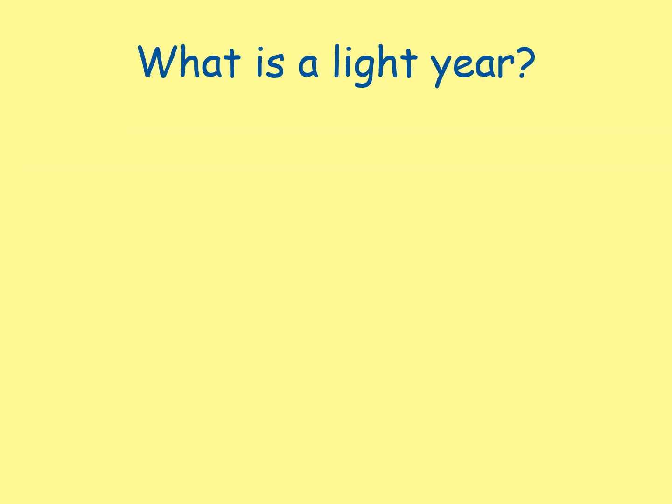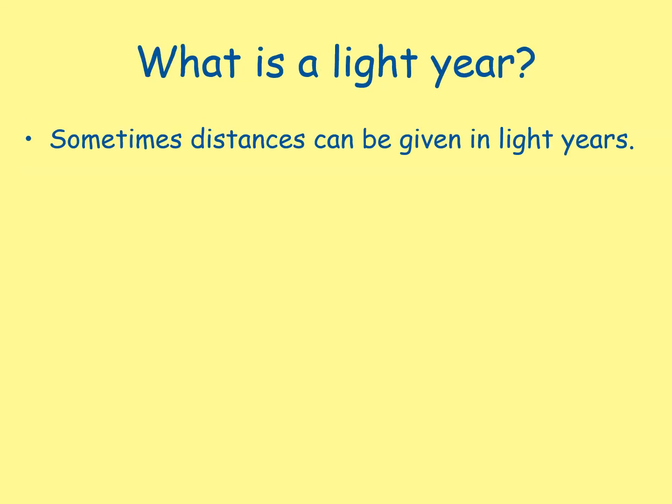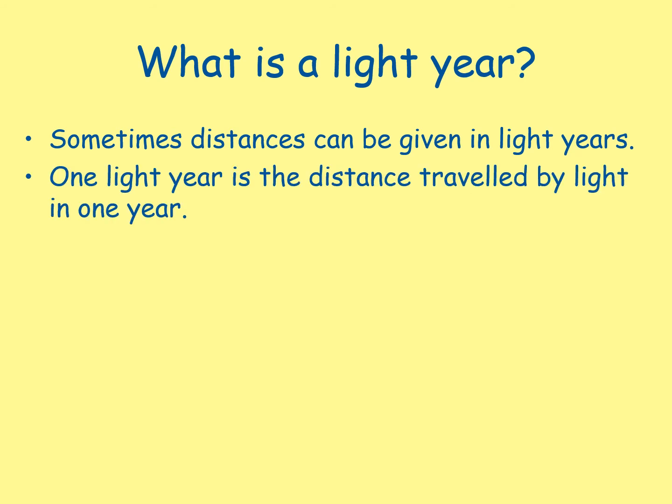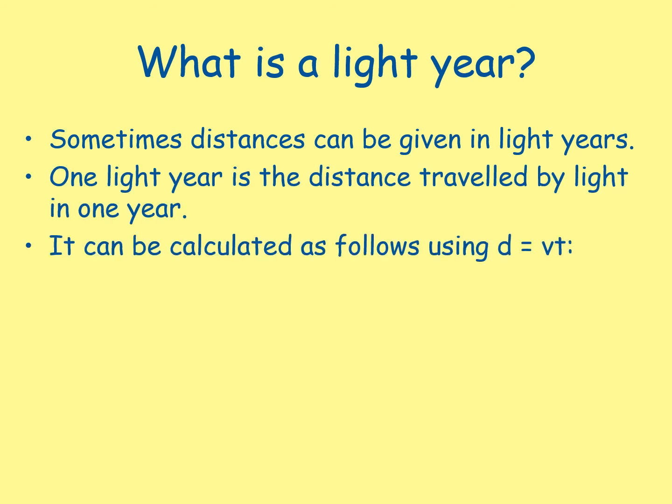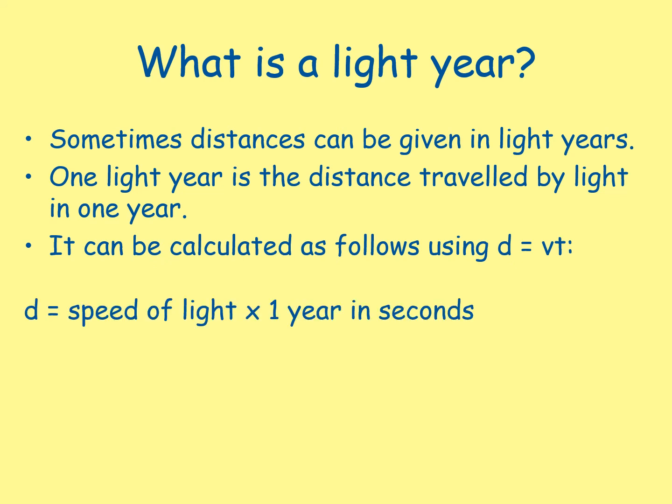So what is a light year? Sometimes distances can be given in light years. 1 light year is the distance travelled by light in 1 year. It can be calculated as follows using our speed distance time equation.